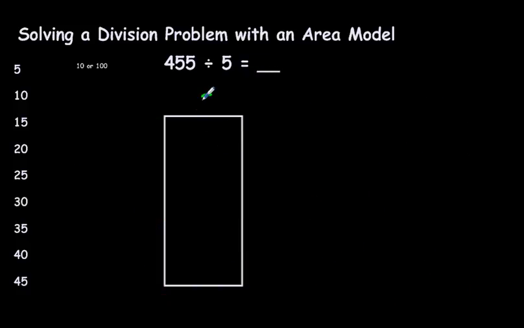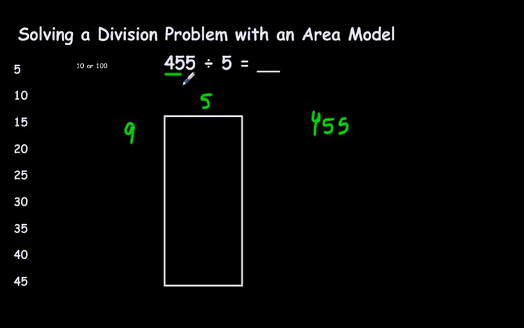So in this problem, again, my divisor goes on top. But now instead of taking out just 10 or 20, I can look at these two numbers in my dividend over here, and see if there is a multiple of 5 that's close to these two right here. 1, 2, 3, 4, 5. Oh, yes, 45 is. 5 times 9 is 45.